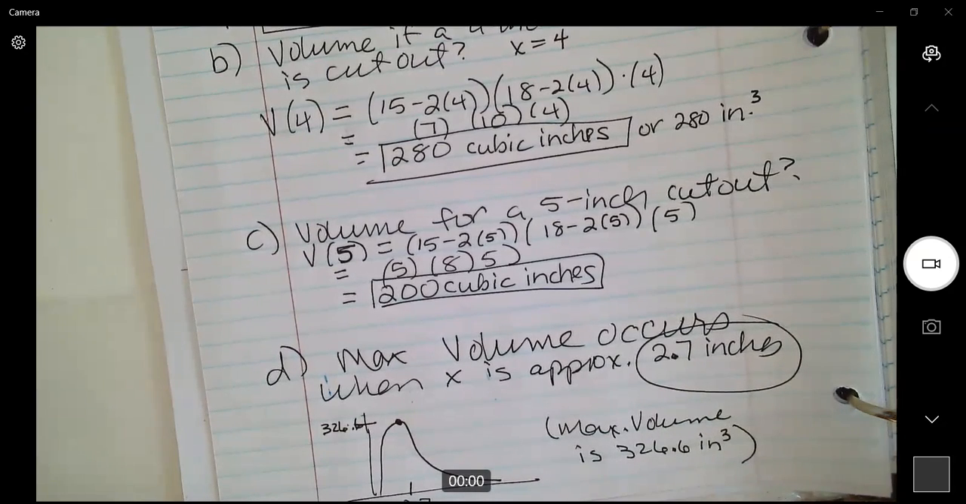Okay, so that's number 13. That's the logic behind all those questions that it's asking you. So hopefully that will help you get through that last problem.